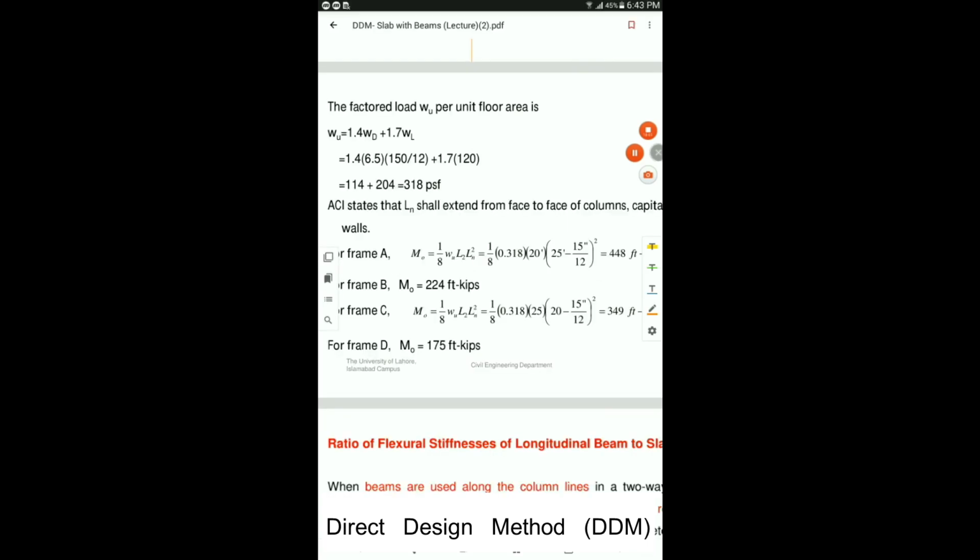Look at the formula, because sometimes the students are just writing Wu into L2 into Ln. So there is Ln square, so you need to take the square here. So once you multiply all these factors, the value will come out to be around 448 feet kips. This is the total factored static moment for equivalent rigid frame A.